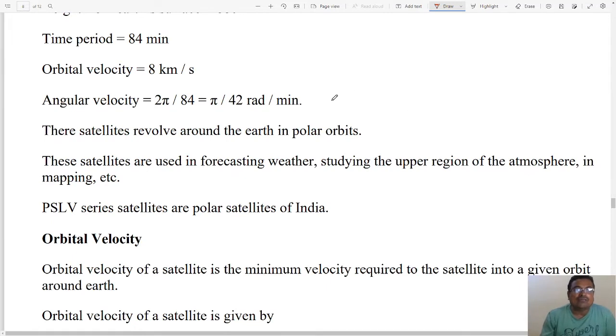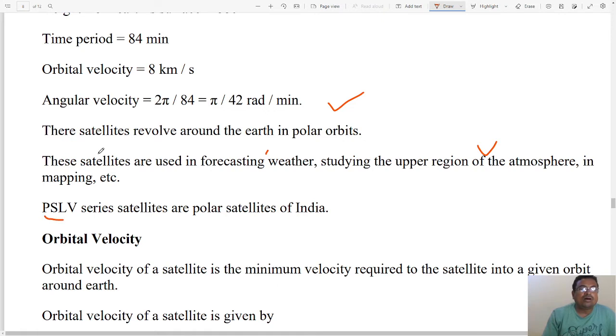So the satellite revolves around the Earth in a polar orbit. There are two types of satellites: those that revolve in an equatorial line, and those that revolve in a polar orbit. These satellites are used in weather reporting, study of the atmosphere, mapping, and many other purposes. Nowadays, it is very, very useful for us.